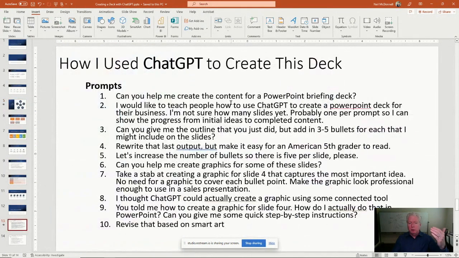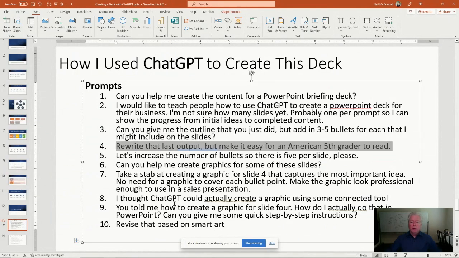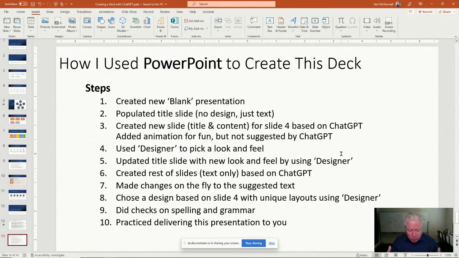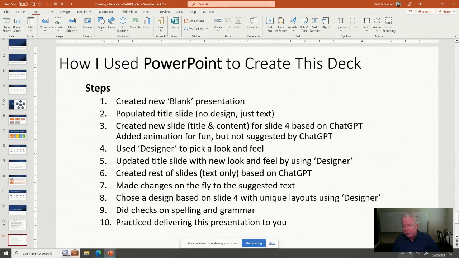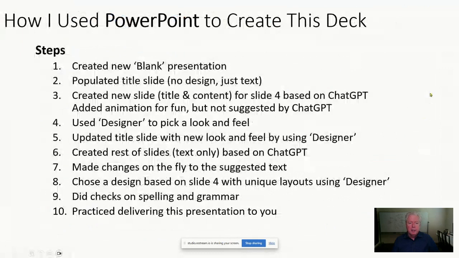And move forward. So the prompts that I used, I just showed you, it was 10. And some of those prompts were like this. Can you rewrite that last output? It was really so basic, right? Can you revise that last piece of advice based on SmartArt? I want to show you really quick, I'm watching the time here, but I want to show you the 10 steps that I used to create this deck. And let me just present it so it's a little bigger.